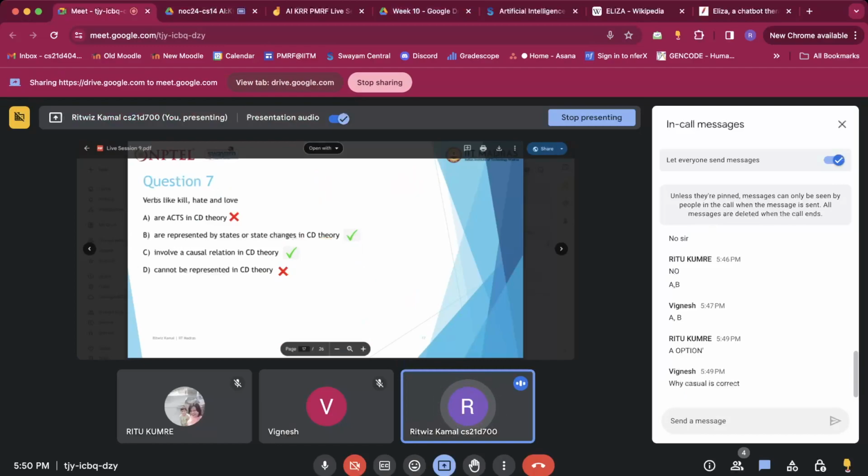Okay, so why is causal correct? Because there is a causal relationship involved over here, right? When we say that a person A is linked to a person B by this relation called kill, we can directly say that person A killed person B, right? Or we can say person A hates person B or person A loves person B. There's a direct causal relation between the two people A and B. That's why we say that these particular verbs involve a causal relation in CD theory.